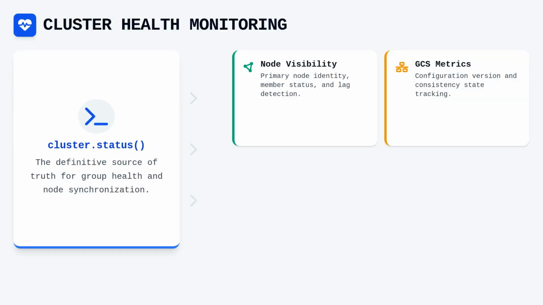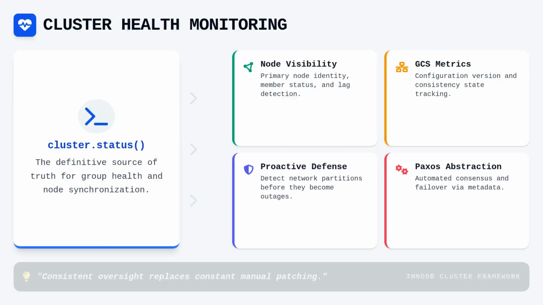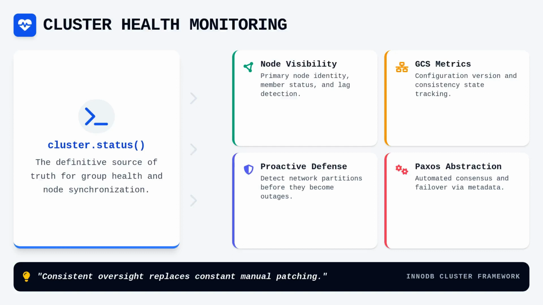You should focus on observing the configuration version and the consistency state defined by the GCS, as these metrics are vital for assessing overall system reliability. As you progress, you will realize that the internal complexity of managing Paxos consensus and message ordering is largely abstracted away by this design, leaving you with a robust system that demands consistent oversight rather than constant manual patching.